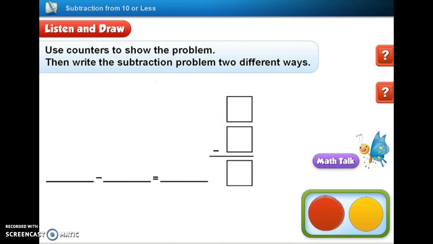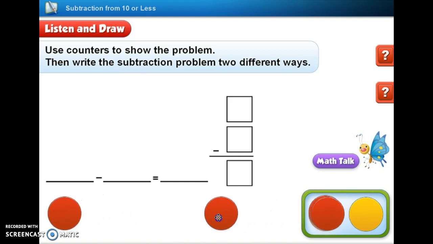Okay. Let's try one for the bottom box. Listen as I read the problem. Steve has 6 crayons. He gives 4 to Matt. How many crayons does Steve have now? Okay, let's make our picture. I'm going to do my picture down here where I have a little bit more space. I'm going to start with my 6 crayons. Can you draw 6 circles for your crayons?